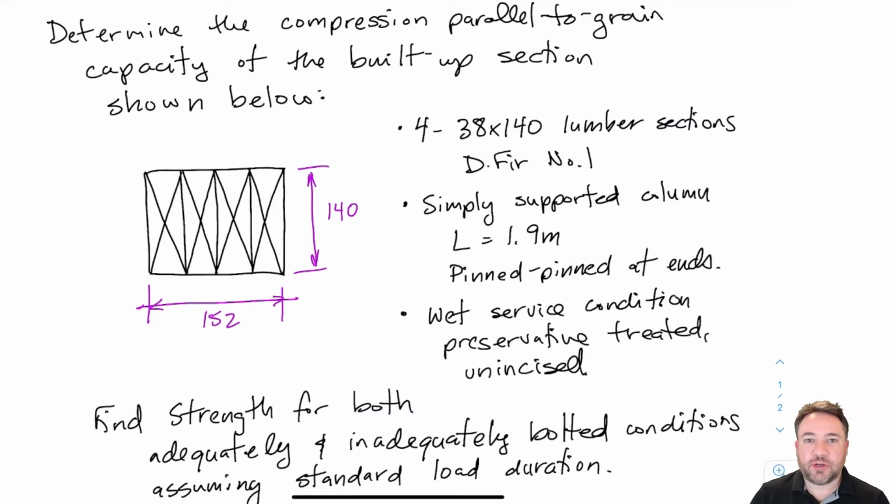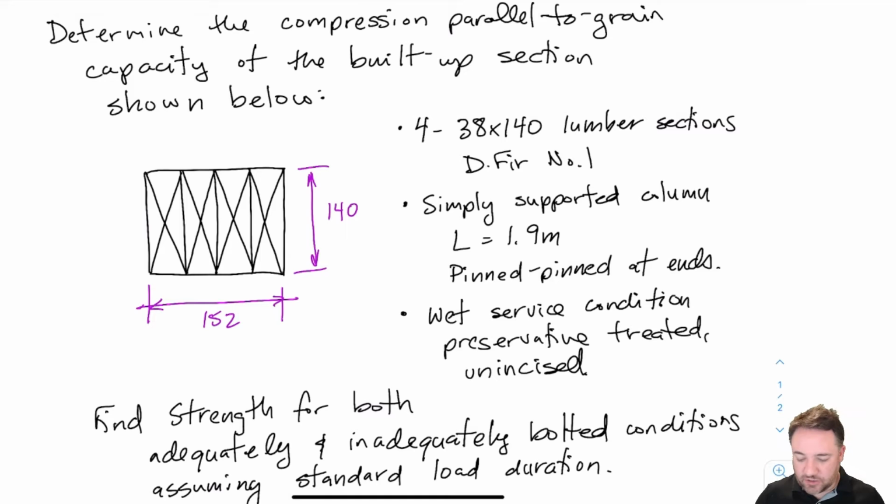I'm Jeff Orochko from Carleton University, and in this video, we're going to do an example calculation for parallel to grain built-up column resistance. So we're talking about columns that are not made of a single member, but are made of multiple members all stuck together. In this case, we're looking at 4 different members stuck together, and they're all connected using either bolts or nails or split ring connectors. And we've looked in a previous video at how to calculate the resistance of these for bolted and nailed connections.